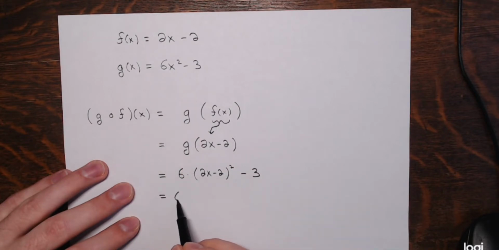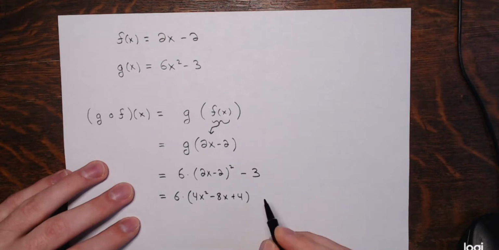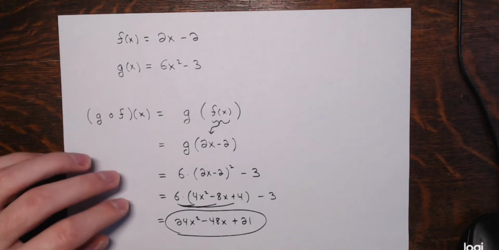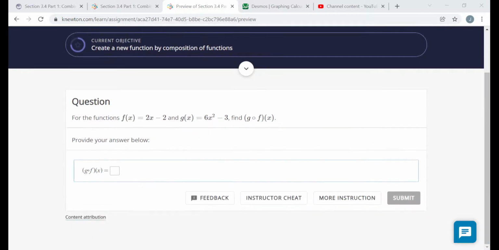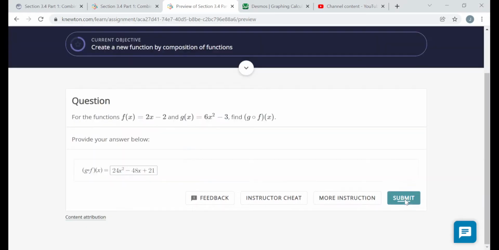Now after squaring 2x minus 2, you'd have 4x squared minus 8x plus 4, right, if you FOIL. And then you have the minus 3 still, and then distributing the 6 and combining like terms, we'll have the following. 24x squared minus 48x, and then 6 times 4 is 24, but then you have the minus 3, right? So plus 21. And that's as simplified as that's getting, right? So this composite function made from these two, g composed with f, is 24x squared minus 48x plus 21, and that is what I shall type. 24x squared minus 48x plus 21. Okay, and submit, and that should be it.